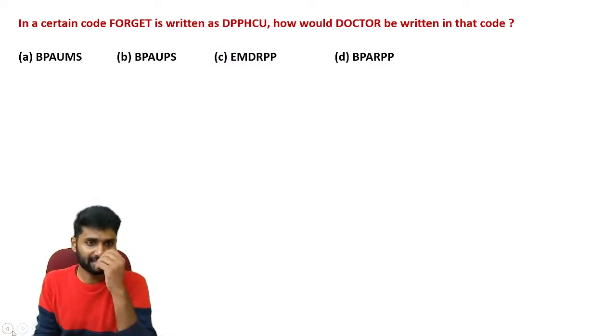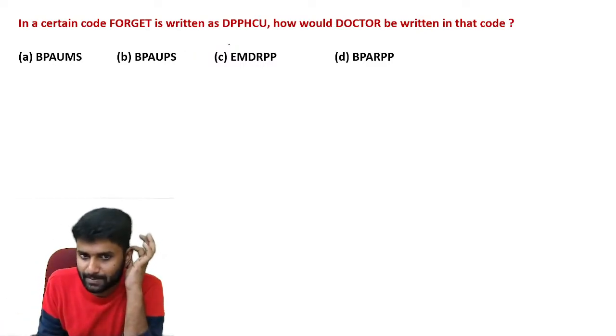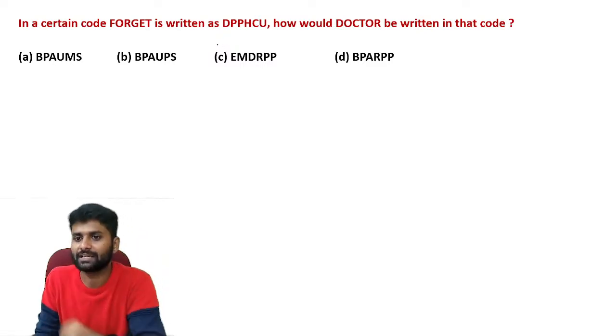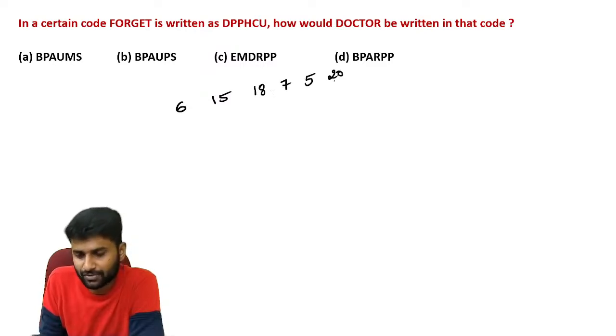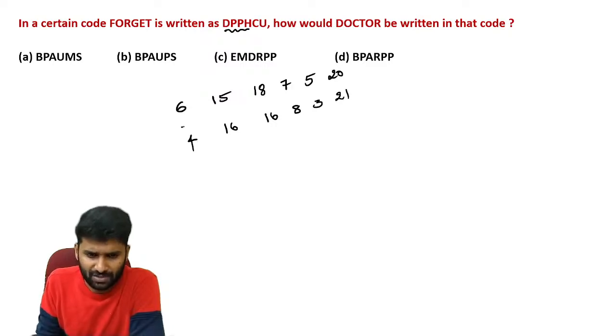See this question. In a certain code, forward is written as DPPHCU. How can doctor be written in that code? F is the sixth letter, O the 15th letter, R is 18, W is 23, A is 1, R is 18. Now here the information is all about D, the fourth letter, P, the 16th letter, again the 16th letter, H is 8, C is 3, and U is 21. Now go through this information.